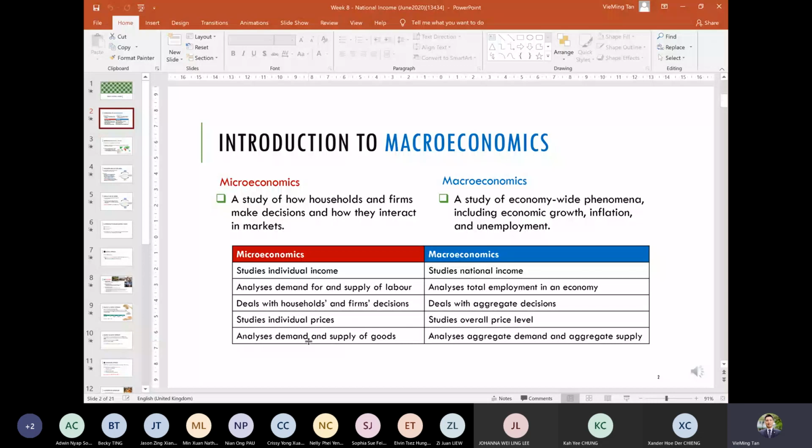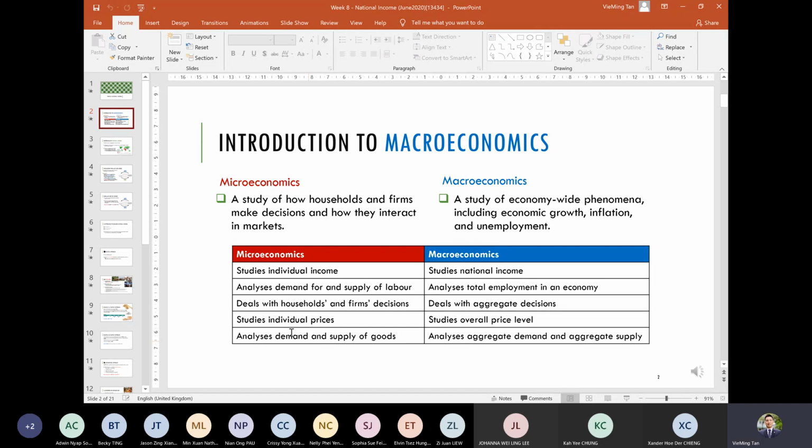Any question about the difference between micro and macroeconomics? I'll stop for a while. So far so good. That means in the first half of the semester, we mostly focused on microeconomics. But starting from this chapter, today's chapter, we are going to focus on macroeconomics. All right, any questions so far before we proceed to the next slide?